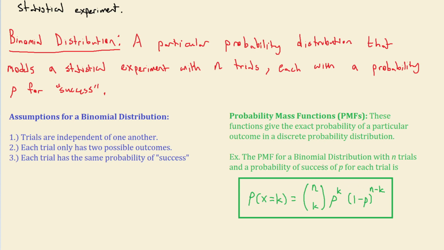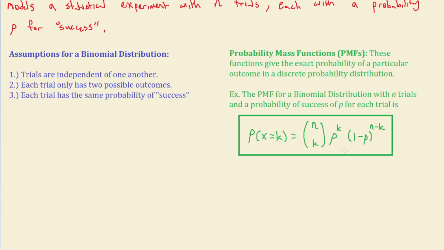And so once again, if you need to pause and reflect on this, I encourage you to do so, but this is just what we've been doing this entire time. This is just a formal expression of it. This is called the probability mass function for a binomial distribution.